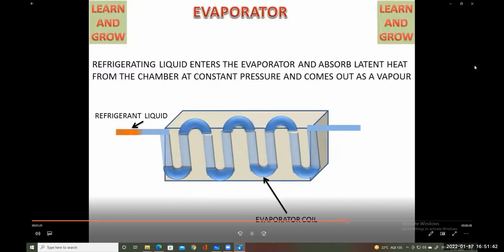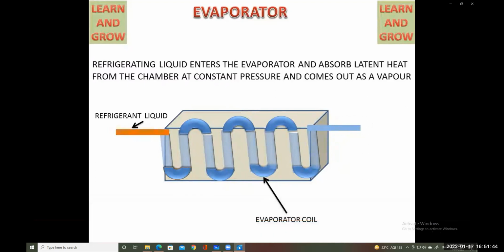When refrigerant liquid is in the evaporator chamber, in the evaporator coil, it will circulate and convert into vapors by taking latent heat and go outside. These are refrigerant vapor at constant pressure. So this is the working of evaporator, how it works.